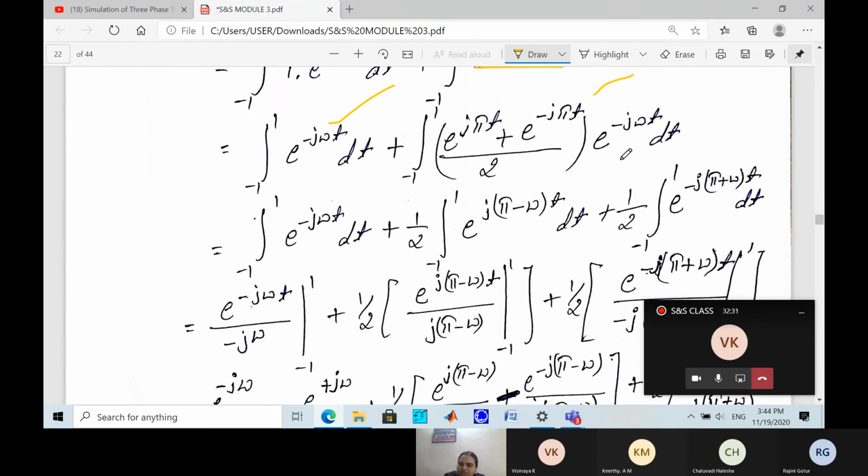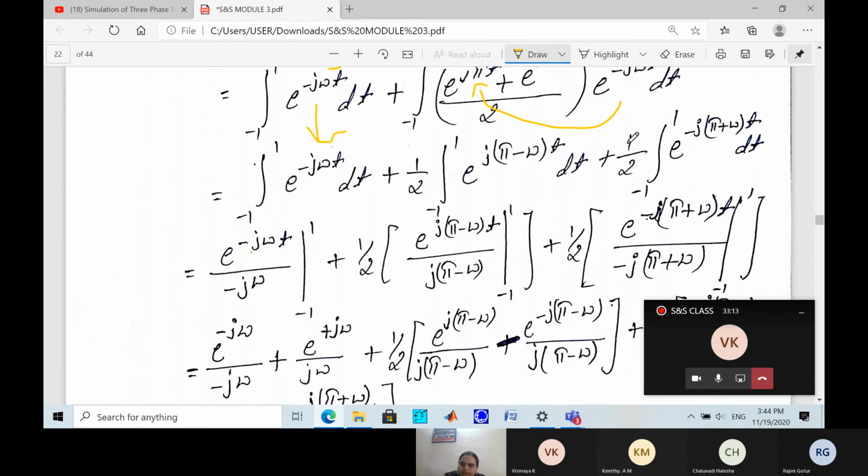Then again I'm multiplying this term with the first and also with the second. This is written as it is, and the 1 by 2 is taken here. So I can write it as the integration from minus 1 to plus 1 of e raised to j pi minus omega into t dt, plus 1 by 2 integration from minus 1 to plus 1 of e raised to minus j pi plus omega t into dt, with the minus taken outside.